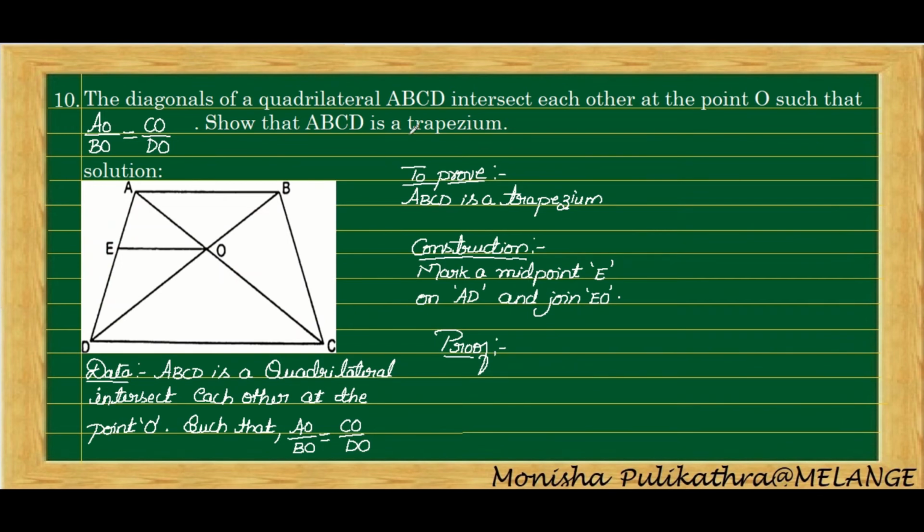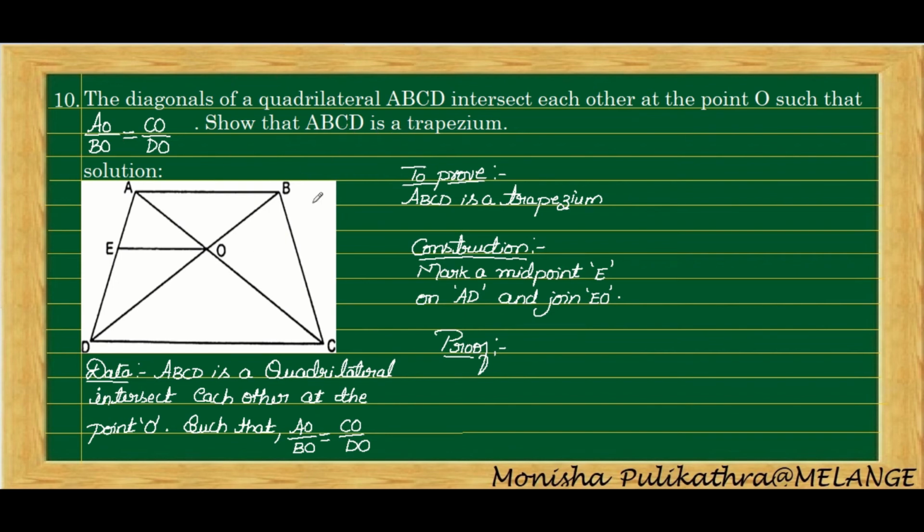The question is, the diagonals of a quadrilateral ABCD intersect each other at point O such that AO by BO is equal to CO by DO. We need to show that ABCD is a trapezium. It is the exact reverse form of the previous question. In the previous question, ABCD trapezium was given and we needed to prove that AO by BO is equal to CO by DO. Here, that ratio has been given. We need to prove this quadrilateral is a trapezium.